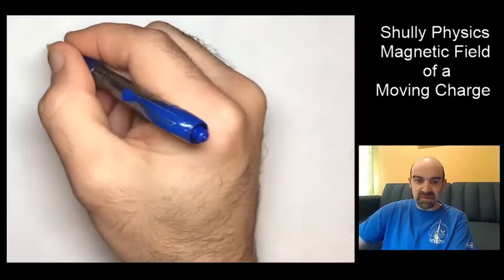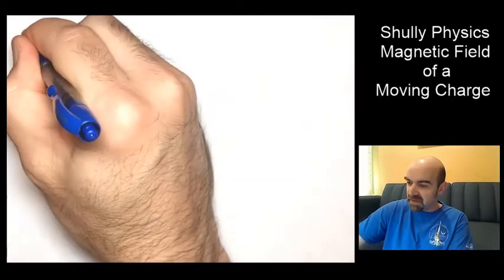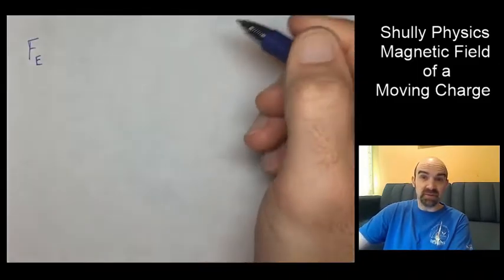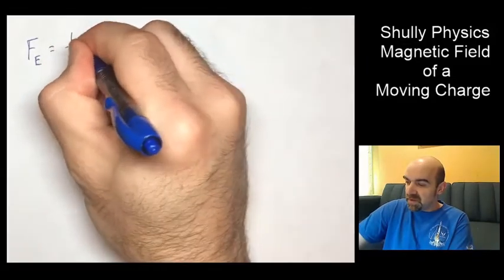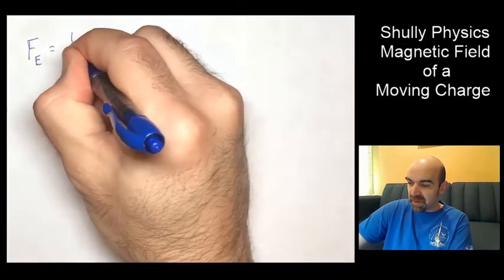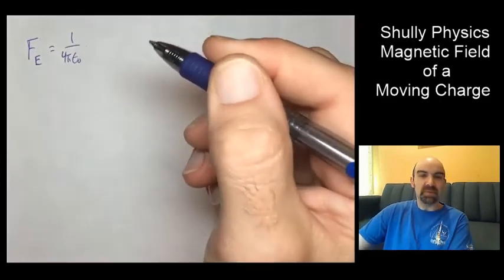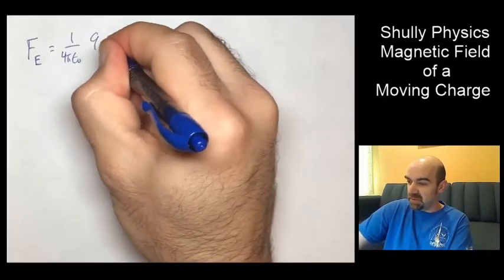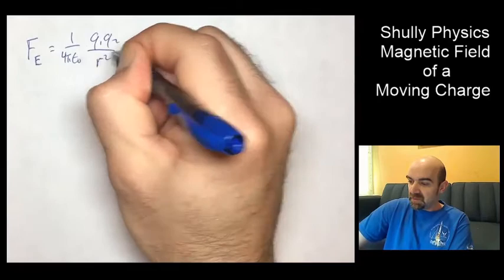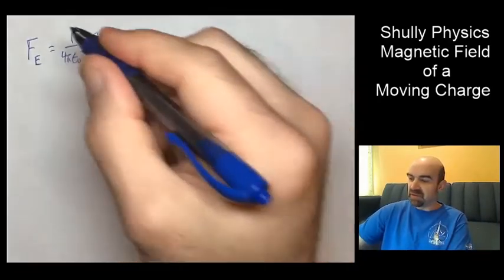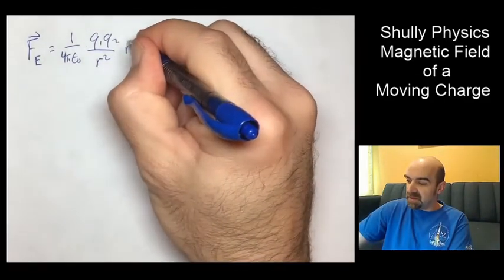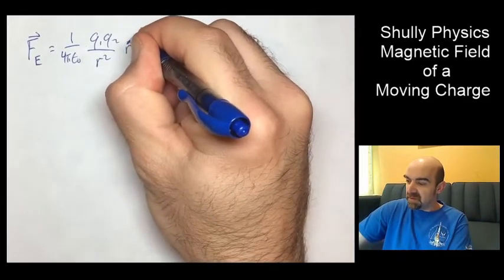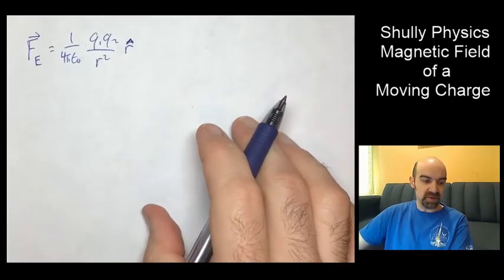So before I throw anything at you, let's go back a little bit and think about electric forces and gravitational forces and the fields that they produce. You might recall that the electric force is 1 over 4 pi epsilon naught, and this would be the force between two charges, Q1 and Q2. And just to give a direction, because this is a vector, this is in the direction of the radius, r hat.